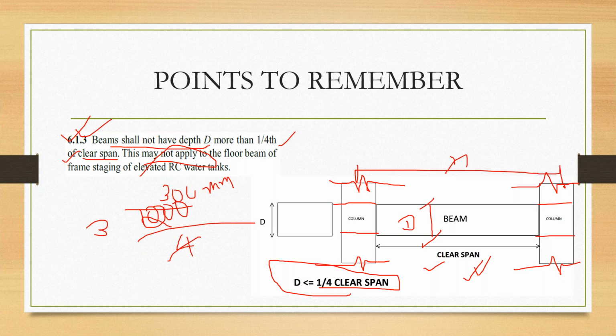Beam shall not have a depth d more than 1/4 of the clear span. That means you should not give the beam depth more than 300 mm. This is what it means: 1/4 of this clear span, that is 1200, 300 is the value coming. So not more than 300 mm you can give. So now you have fixed your beam depth to be 300. I'm just giving an example, but you can take the exact value.